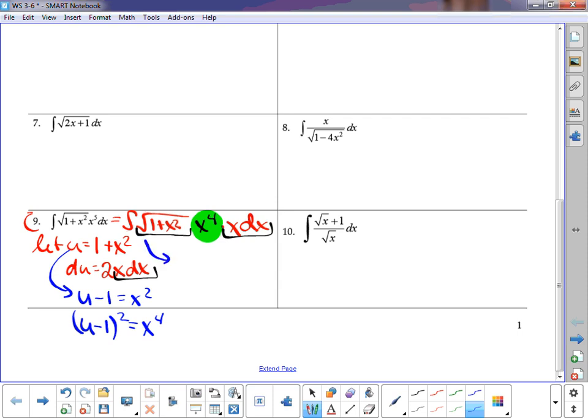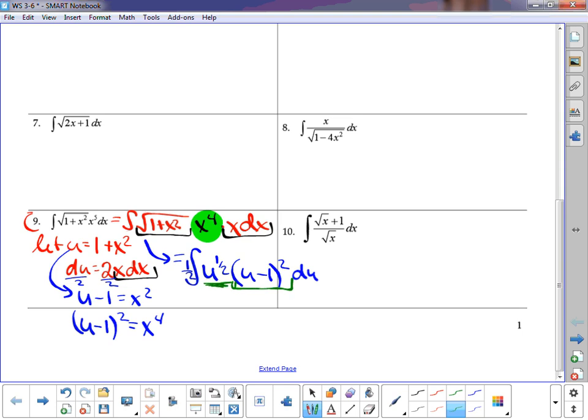So now I can say this integral equals, this would be square root of u, so u to the 1/2. X to the 4th is just this crazy polynomial here, u minus 1 quantity squared. And then x dx, I forgot to write it too, is du over 2, or 1/2 du, and then bring that 1/2 down. Now everything is in terms of u, and what I would say at this point is go ahead and multiply out this guy, and then you have to distribute in your u to the 1/2.